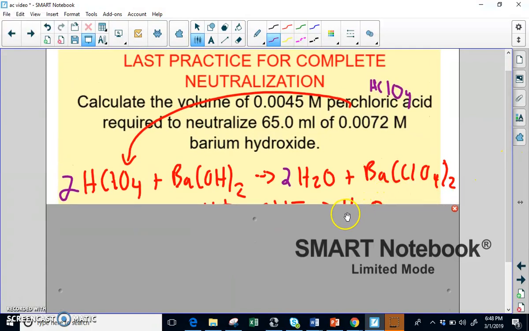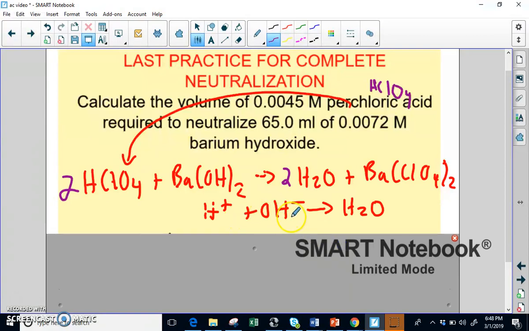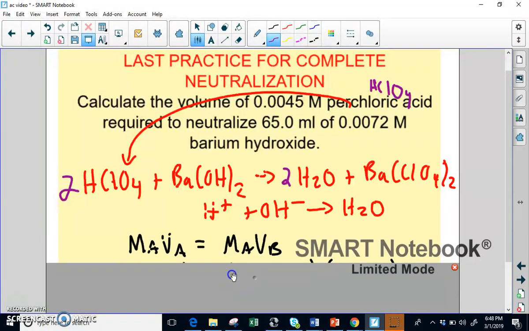Let me bring this down. It has a consequence for when we're using that formula, if you remember. And this is the net ionic. The net ionic is always the same, no matter how you balance it. The net ionic for a strong acid, which perchloric is, with a strong base is always H plus, OH minus yields water. Now we're going to use that equation, MAVA equals MBVB, to solve this. But if you remember, because there's a 2 in front of the acid, we need to put a 2 in front of the base side. Okay, and that on the midterm, many of you forgot that.